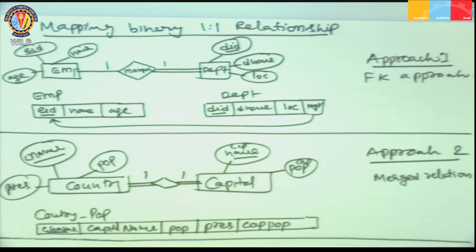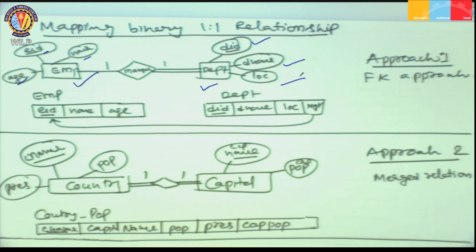First one is mapping a binary 1:1 relationship using approach 1, that is the foreign key approach. Let us assume that we have an employee entity type and then a department entity type, and the employee entity type has employee ID, age and name as the regular attributes, and the department has department ID, department name, and then location as the regular attributes. Because it is a one-to-one relationship, a binary relationship.